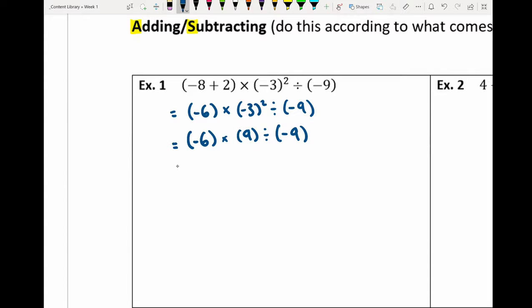And now we come down to multiplication or division, and we do see both. So in this case, we have to do whichever one comes first, and by first, we mean whichever one is at the beginning or on the left side. If you think of reading a book, you read from left to right. So in this case, the multiplying comes first. Negative 6 times 9 is negative 54. And then we have divided by negative 9. Now we only have one operation left, which is division, so we can do that operation, and we get 6 as our final answer. So in the end, this expression equals 6.